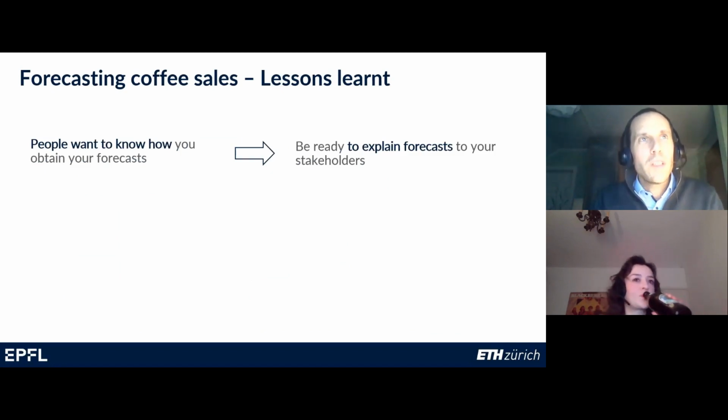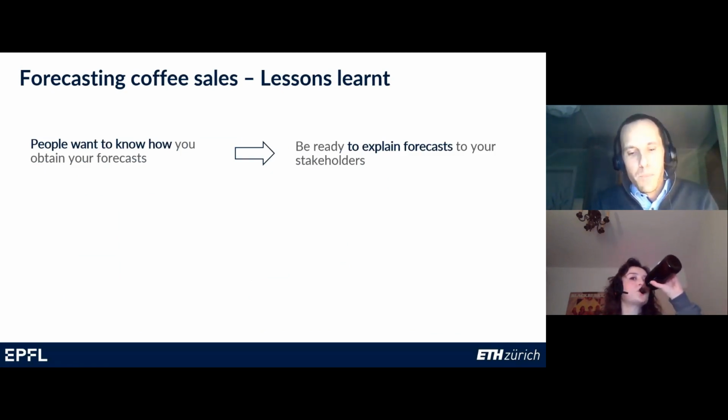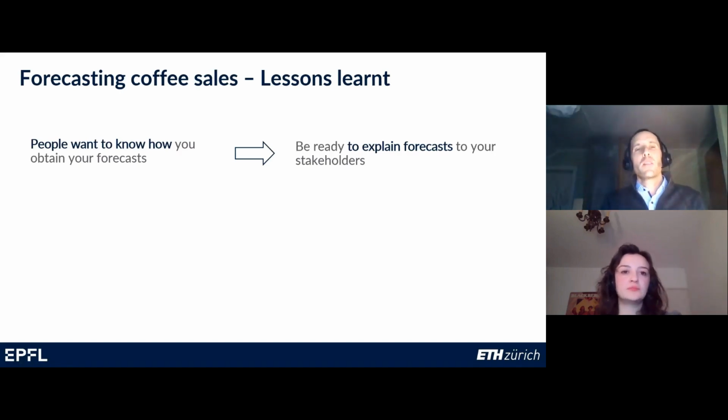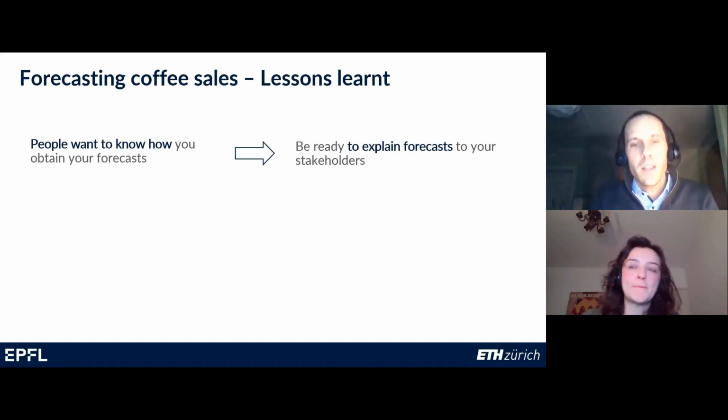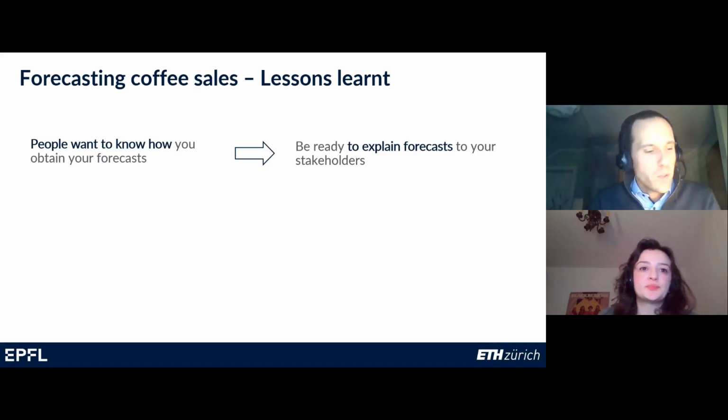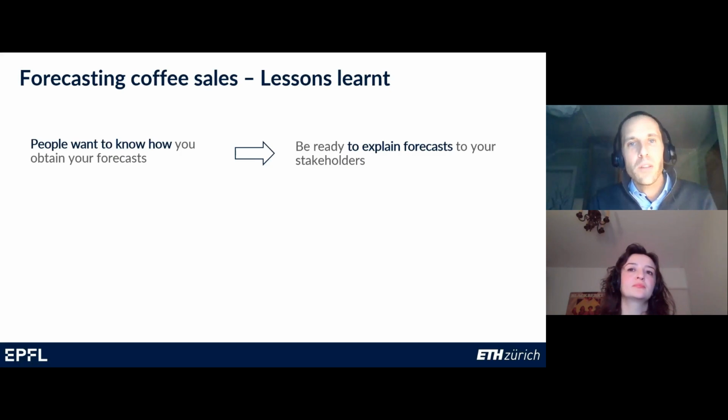What we discovered is that whatever people tell you, they want to know how you obtained your forecast. We had this question in the beginning of the project. We asked our stakeholders, if you need to have better accuracy in your forecast, or if you need to understand your forecast, what do you prefer? And everybody will tell you, I want higher accuracy. This is a lot of quantity, a lot of money in play, and so we want the best accuracy.